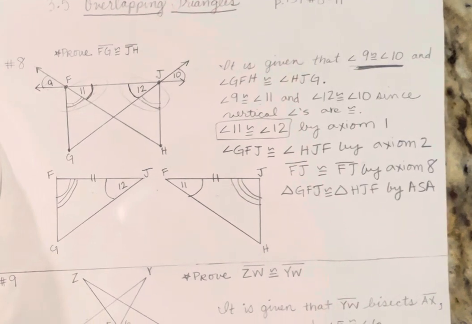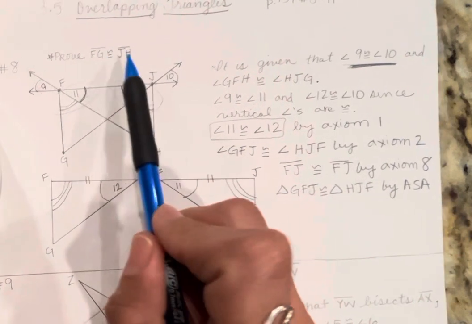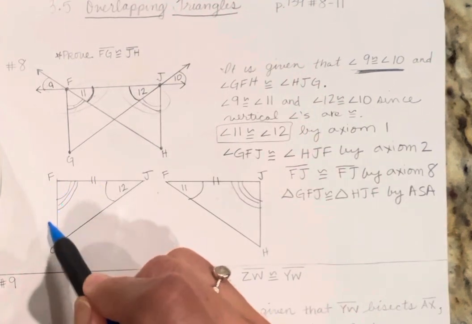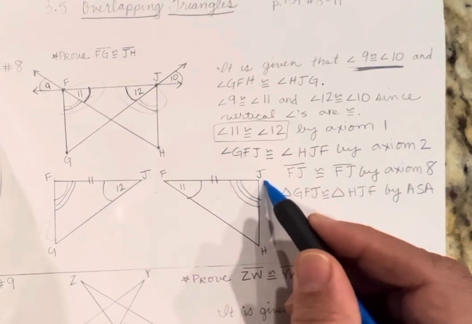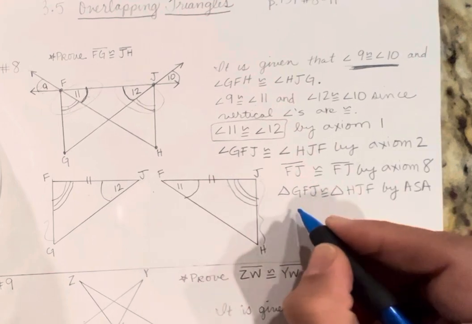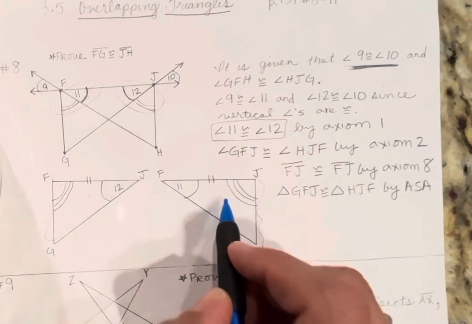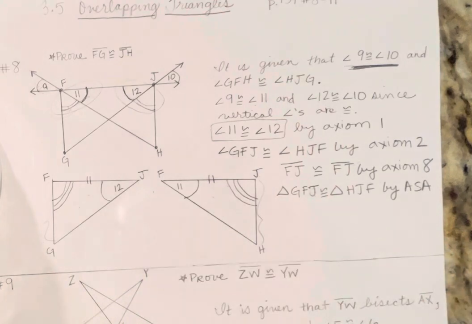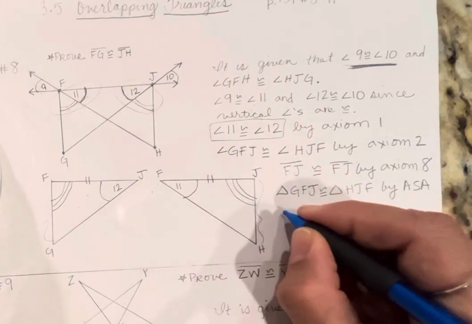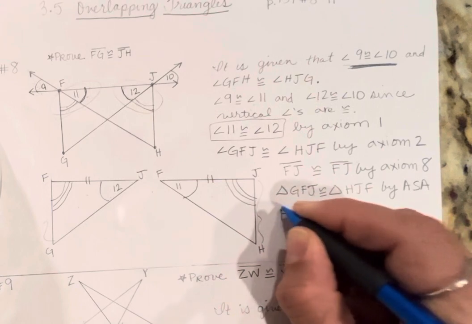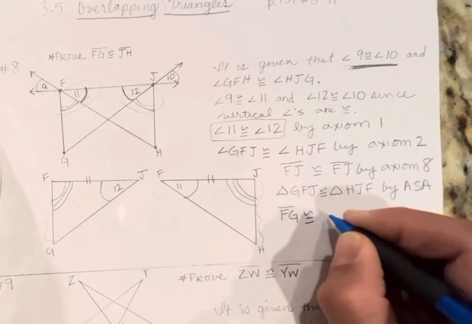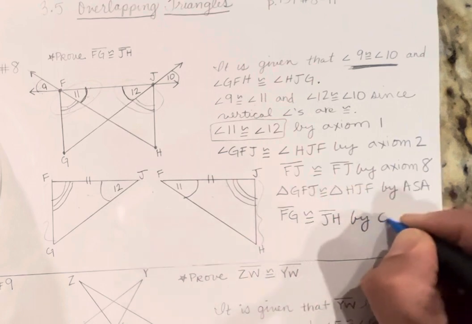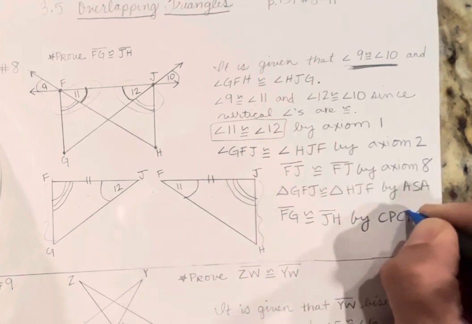And now I'm just about finished because remember we have to prove FG, which is this portion here, is congruent to JH. And since the triangles are congruent, their corresponding parts are congruent. So the justification is CPCTC. So I can say segment FG is congruent to segment JH by CPCTC. And that concludes our proof.